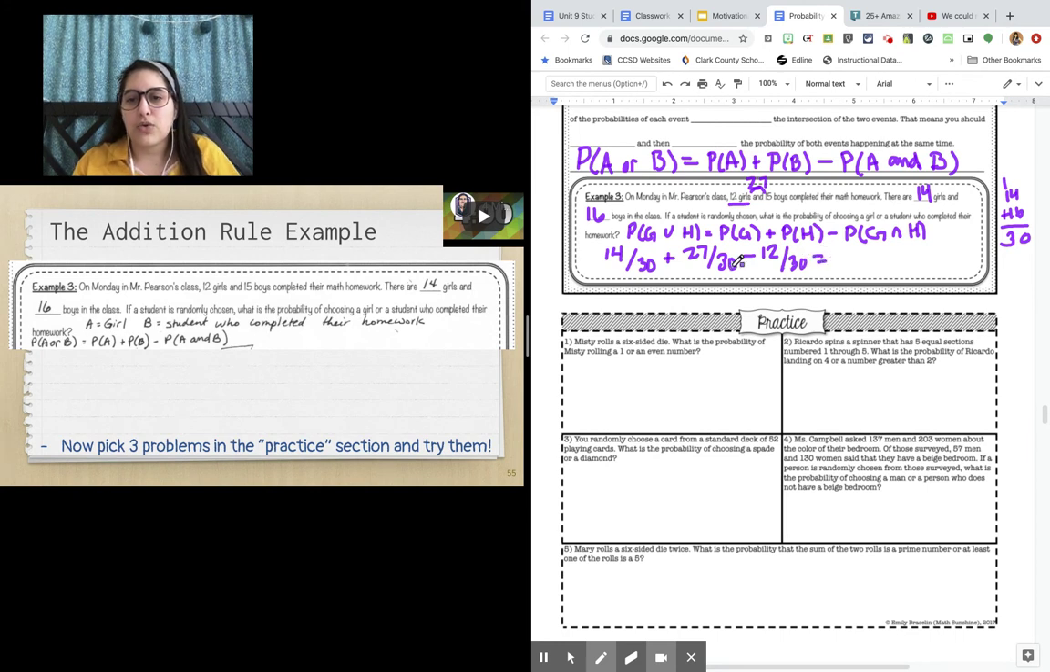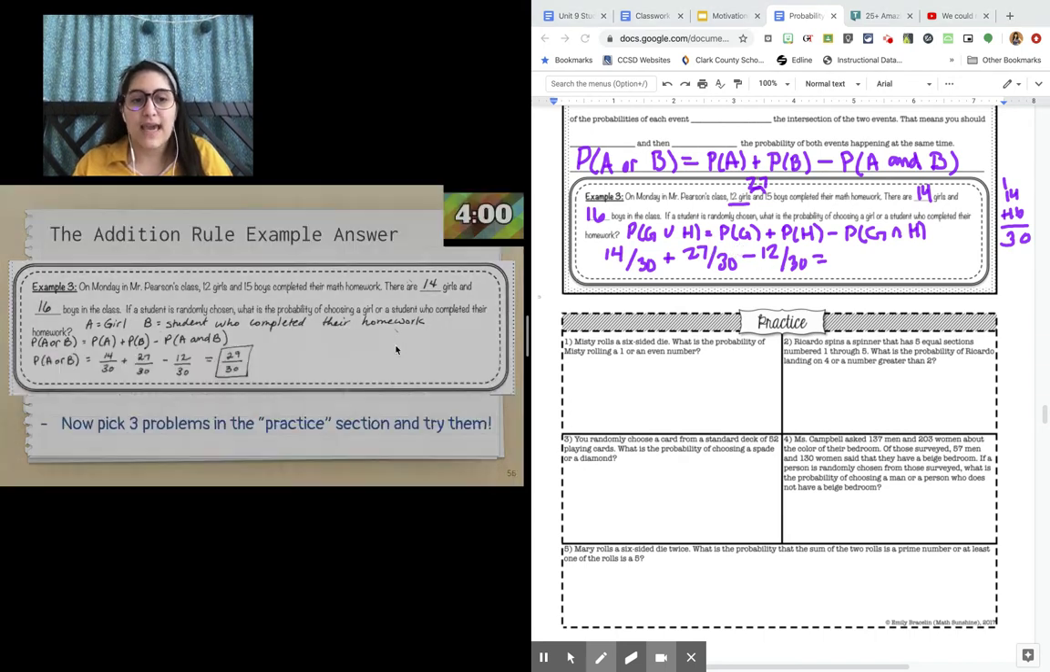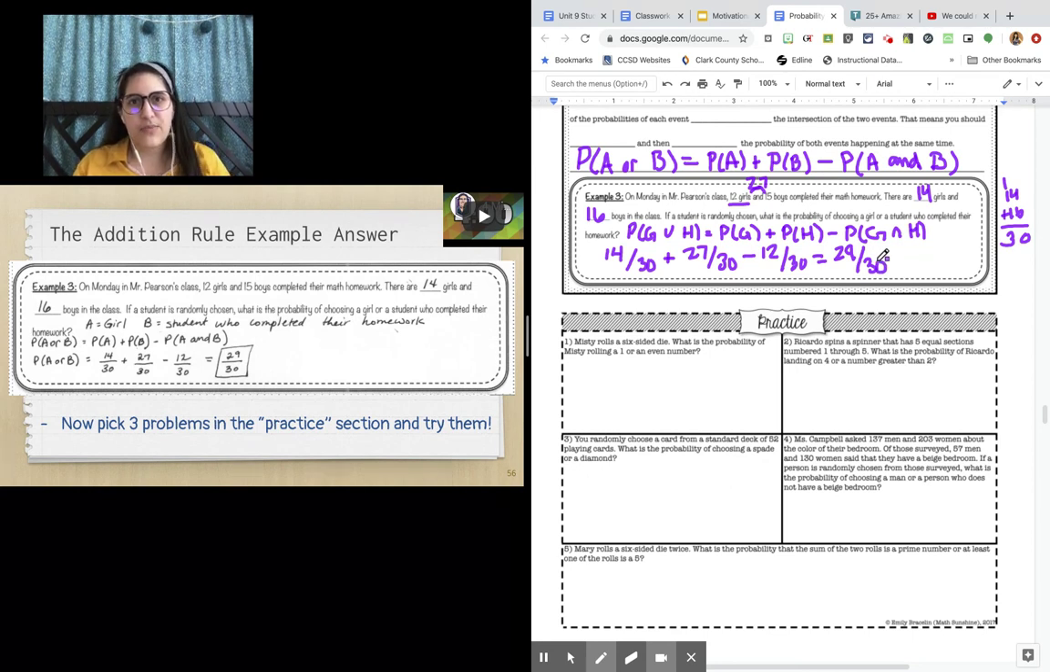Okay, so I need to add these two together. So 14 plus 27. Okay, and then I need to subtract 12 out. So 14 plus 27 is 41. And then if I subtract 12, I get 29. Okay, so 29 out of 30. And that's my probability.